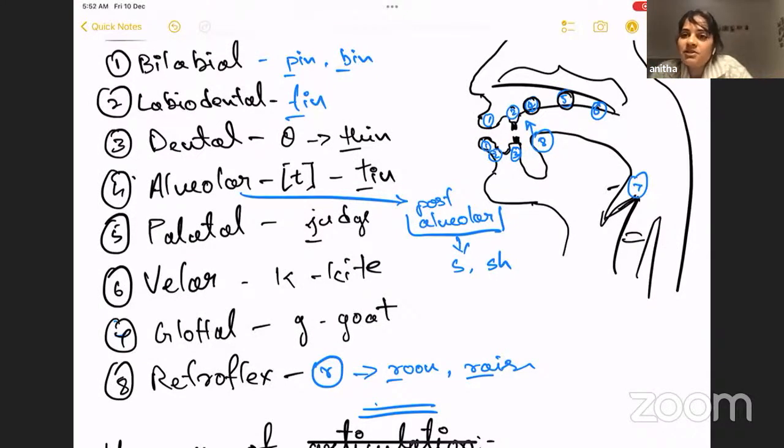But now what I want you to see is, stick your tongue out and try to see the back of your oral cavity. At the back, you will see a small projection downwards. Anatomically, we call it the uvula.